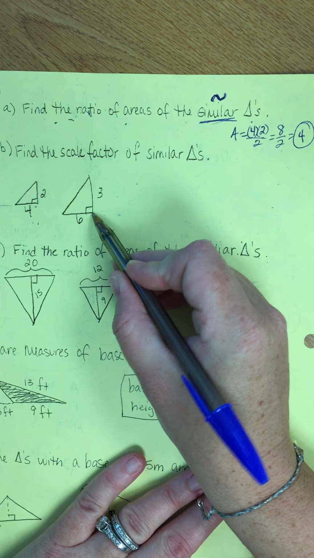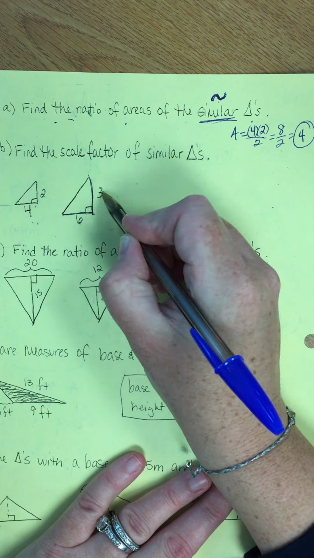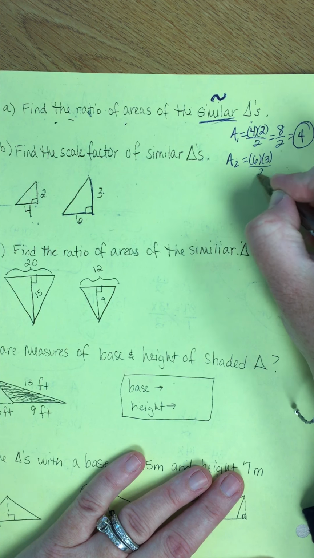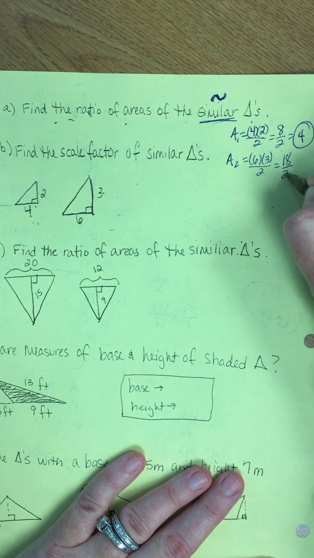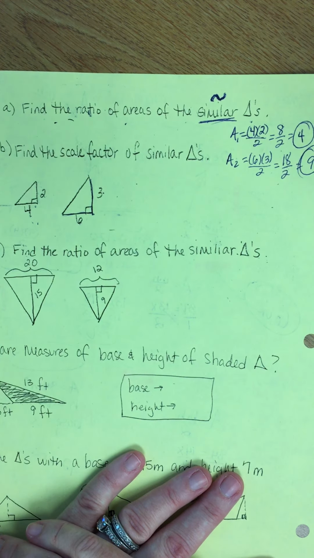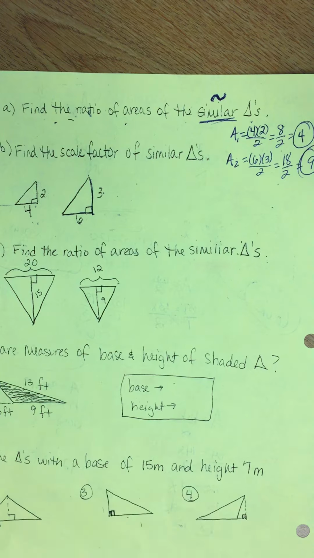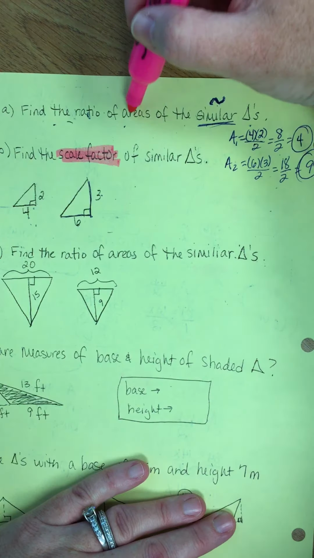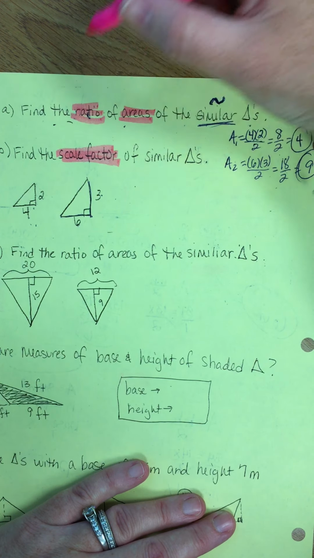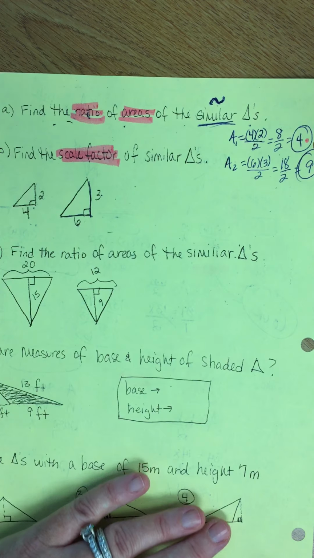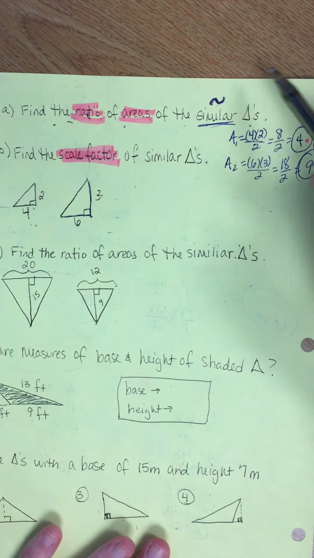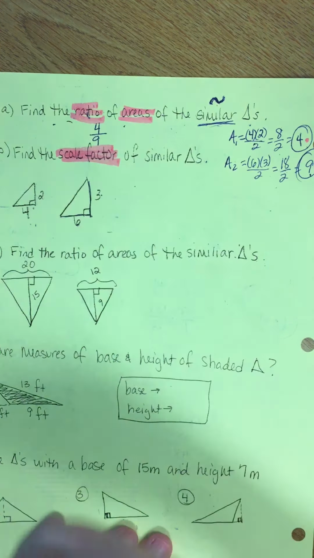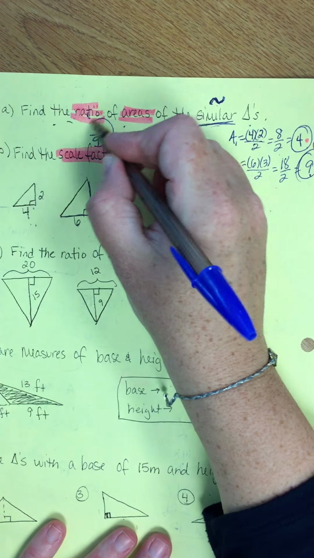Our second triangle, your base is 6, height is 3. Let's multiply them. 6 times 3 divided by 2. 6 times 3 is 18, over 2 is 9. So, in order to find the scale factor, first we found the areas and the ratio of them. That would be 4 and 9. So the ratio of the areas is 4 over 9. Ratio is a fraction. So the answer here is 4 over 9.